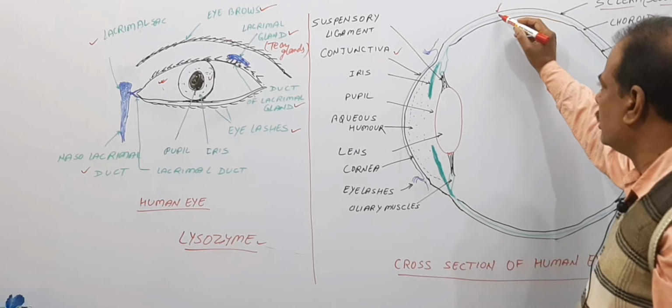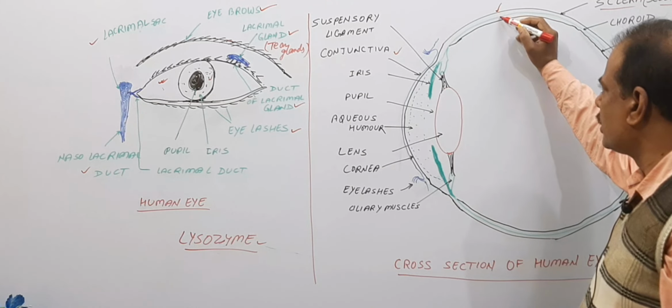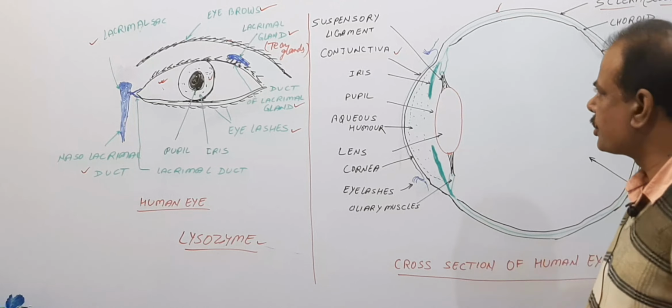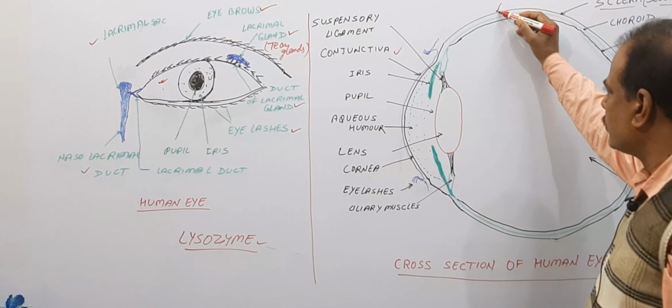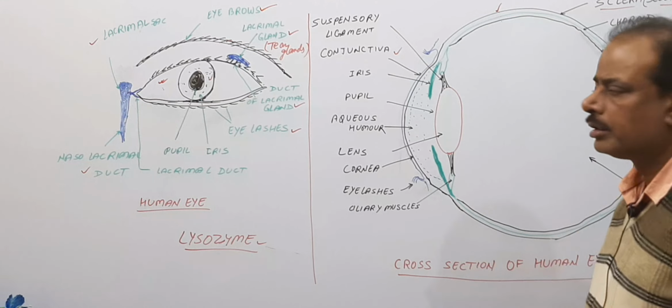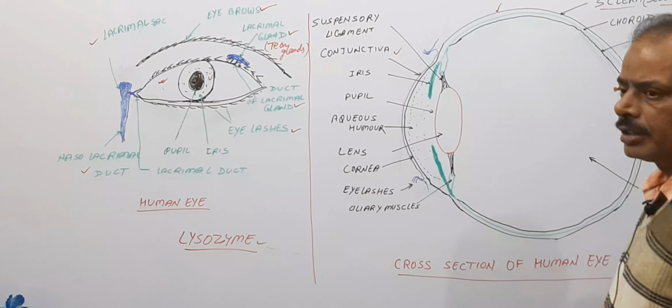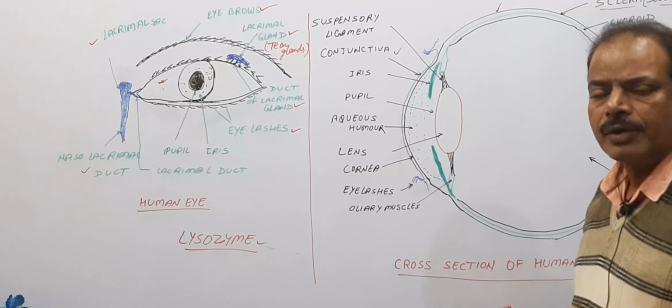Here the eyeball is composed of three layers, 1, 2, 3. These are the three concentric layers, and the outermost layer is the sclera. It is also known as the sclerotic layer. It protects our eyeball.